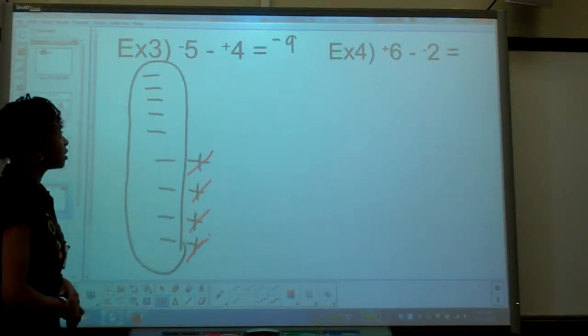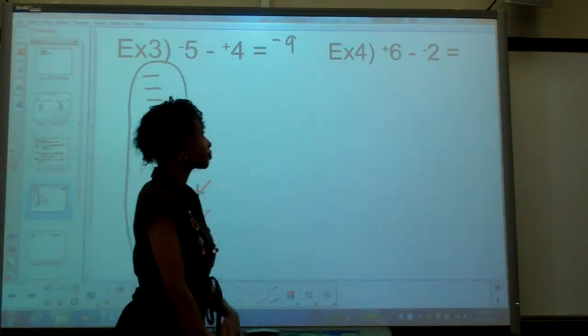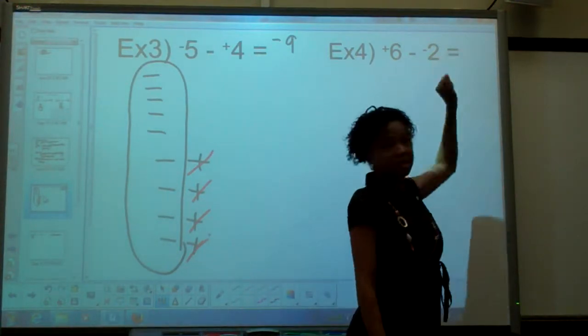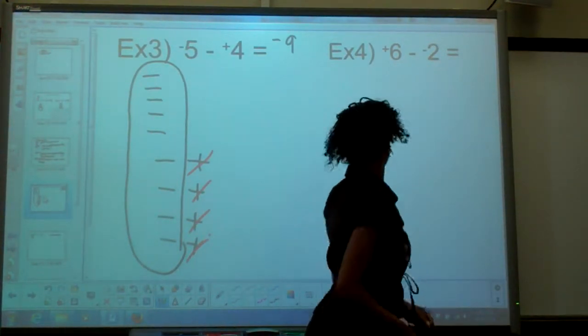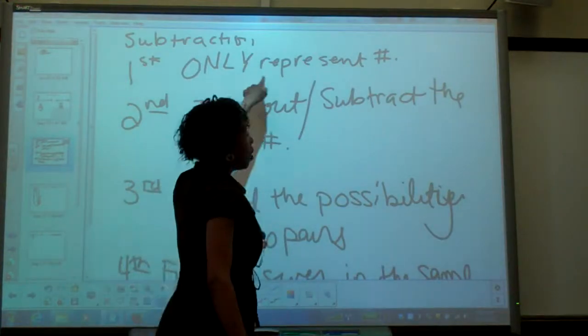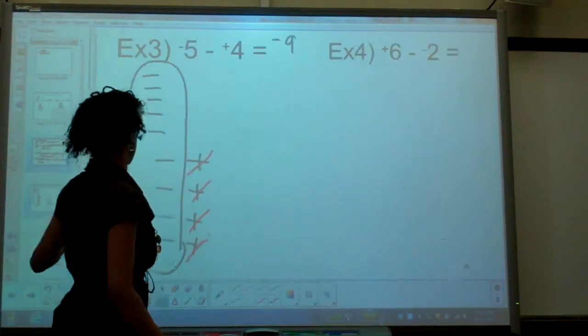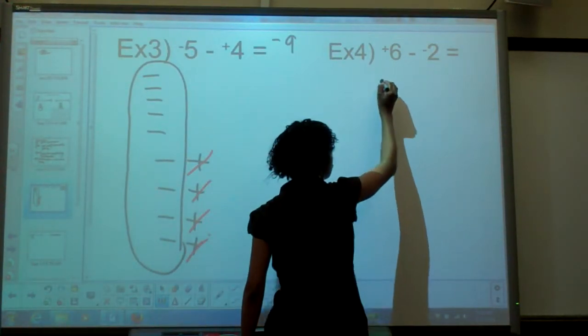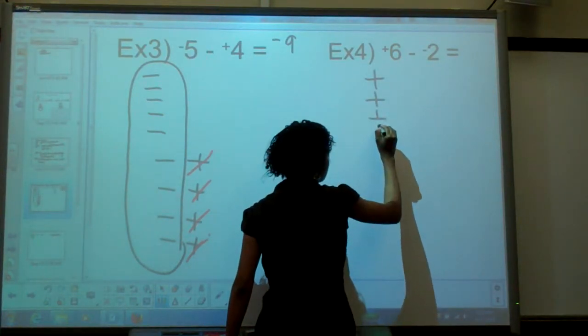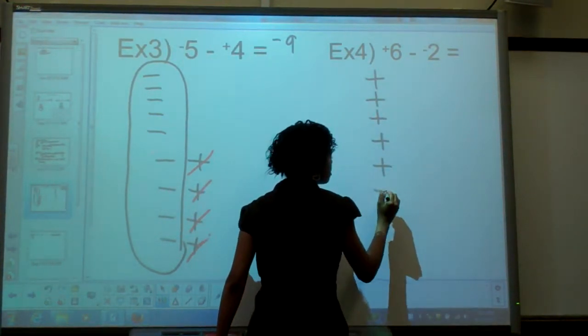All right. So let's look at example number 4. Positive 6 minus a negative 2. Step 1 is to represent the first number. Only represent the first number. Here I am representing 6 positives. 1, 2, 3, 4, 5, 6.